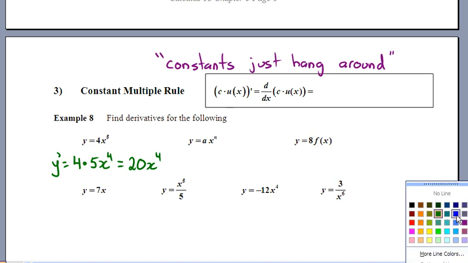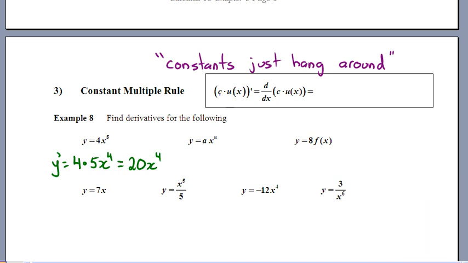So the rule officially says this. If you've got a constant multiplied by some algebra, that's what this u of x means, right? Some stuff that's made up out of x's. If you're trying to take the derivative of that, that constant will float around, and then just do what you would normally do. Do your derivative of that algebra stuff, and the constant will still show up in the answer.